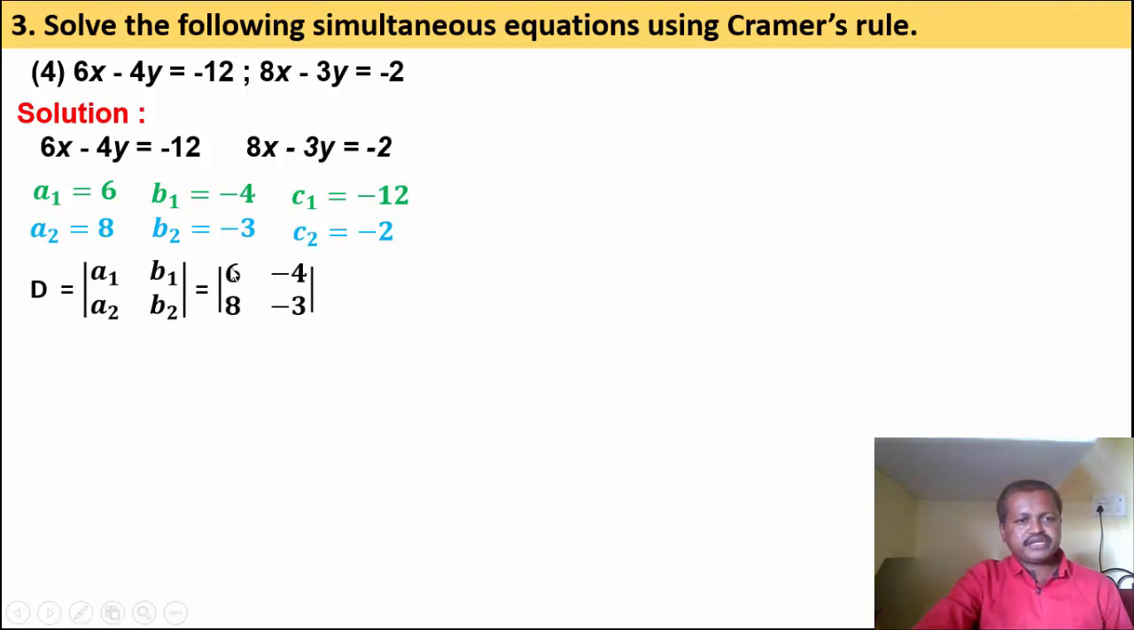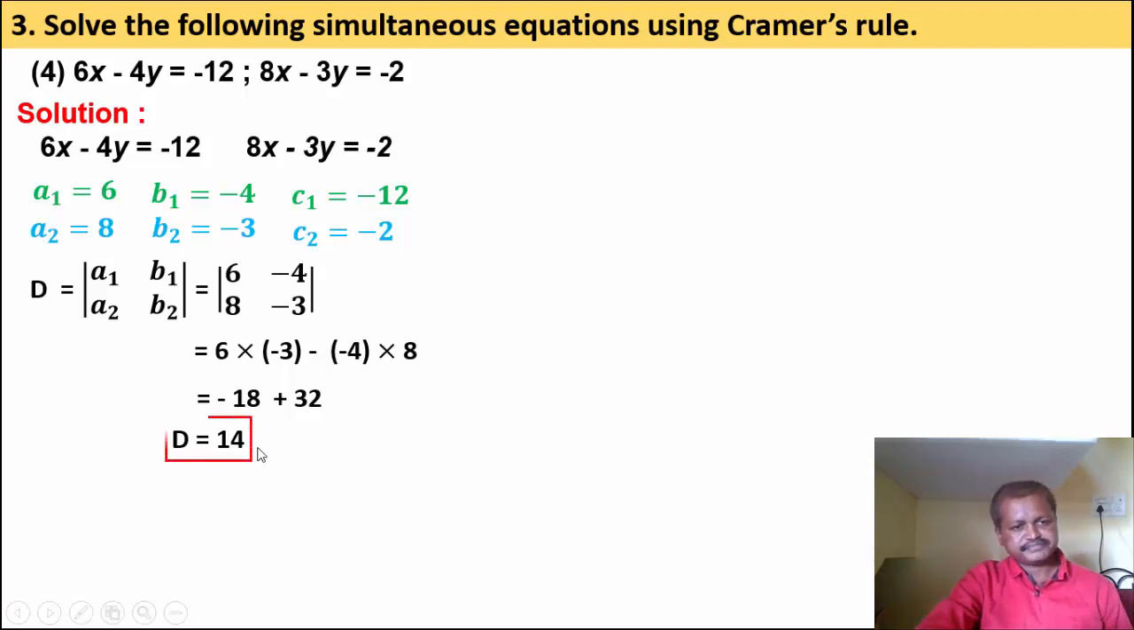Now calculate the value for determinant D, with a1, b1, a2, b2. Put in the values. For a1, b1 you write 6, minus 4, and for a2, b2 you write 8, minus 3. So take cross multiplication: 6 into minus 3 minus 4 into 8. Now simplify this. 6 into minus 3 is minus 18, and here minus becomes plus, 4 into 8 is 32. So minus 18 plus 32. After simplification you get D is equal to 14. So this is the value for D.